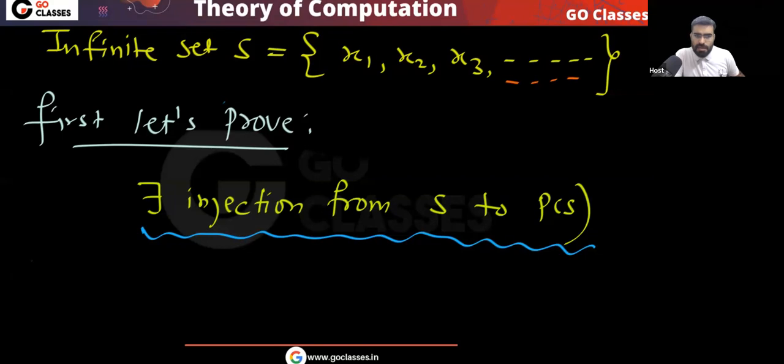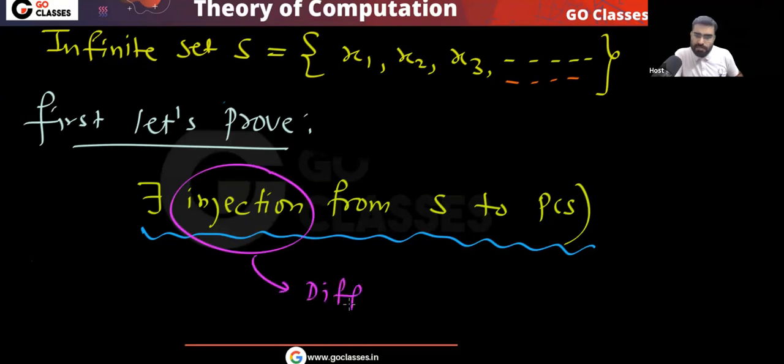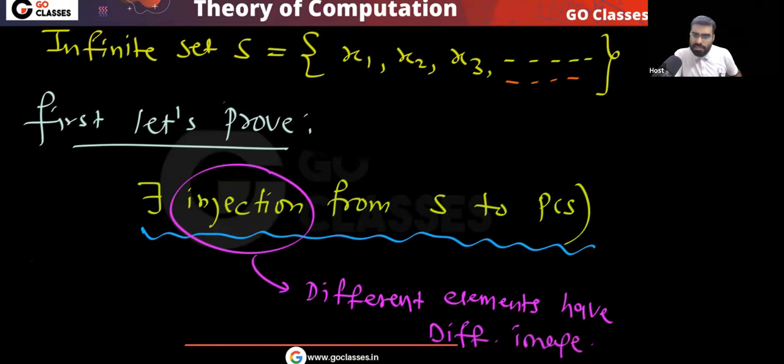See, very easy. I just want an injective function. Injective function means different elements have different images. Yes or no? Can anyone give me an injection from S to PS?